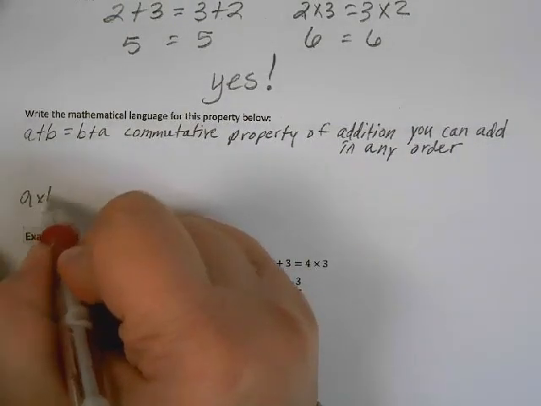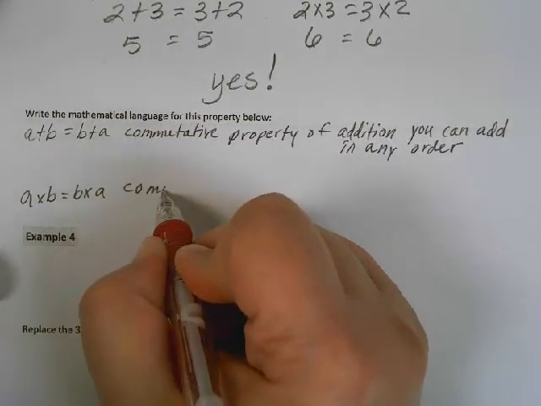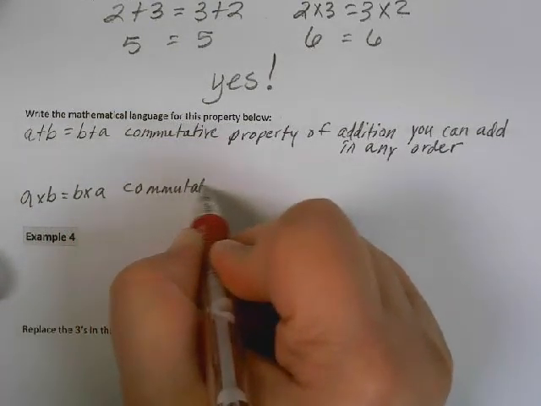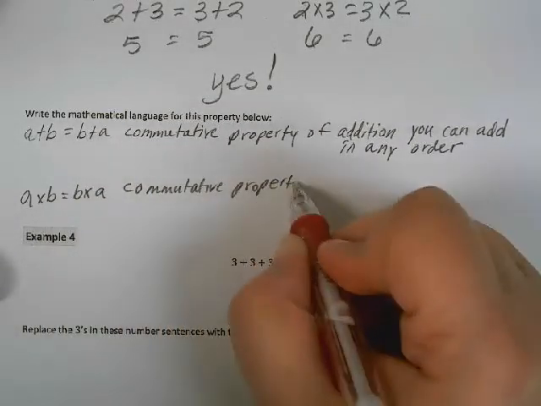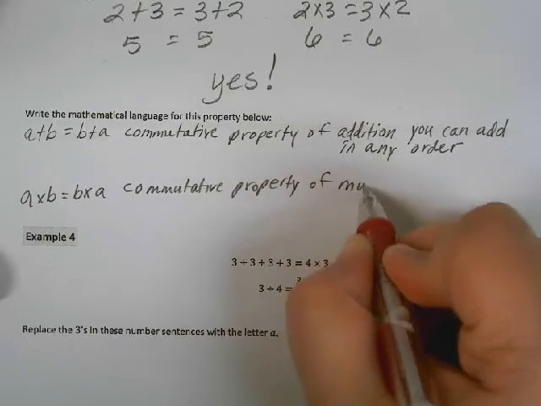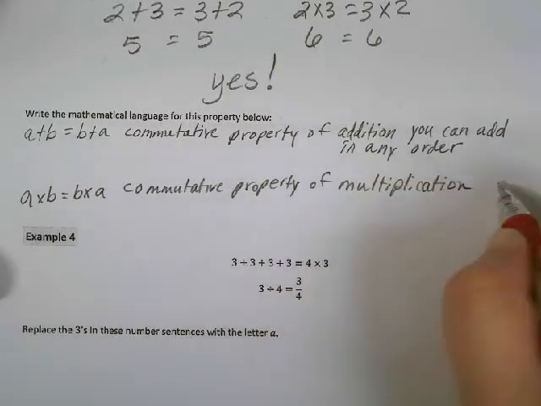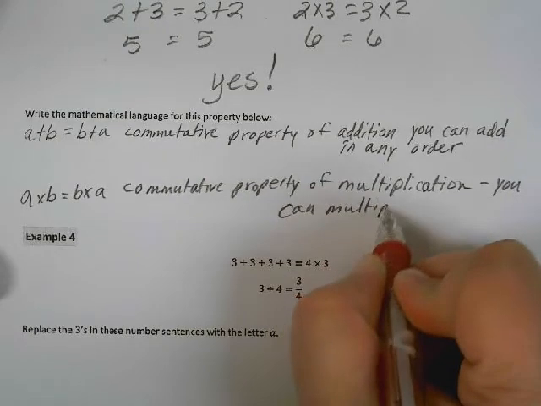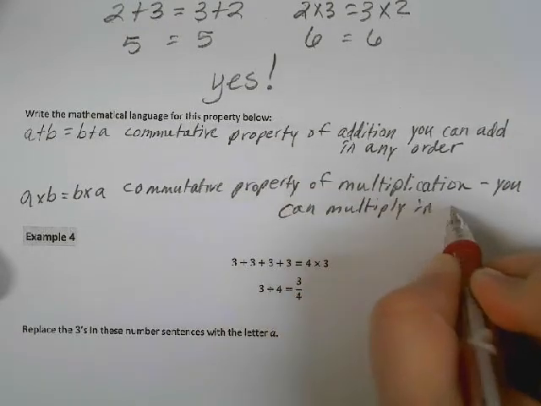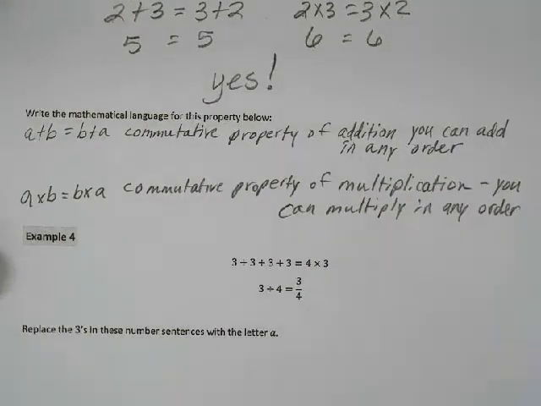And then if we have A times B is equal to B times A, this is the commutative property of multiplication. And it states that you can multiply in any order, and it doesn't change your answer.